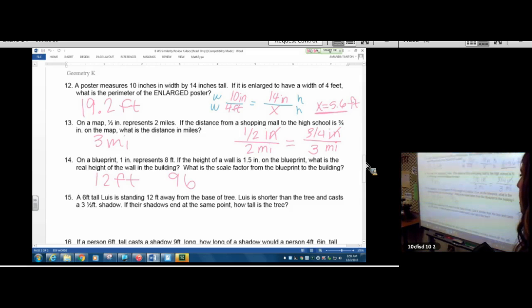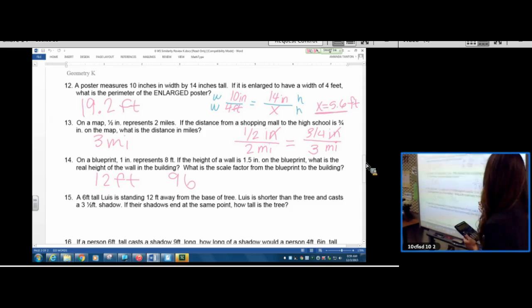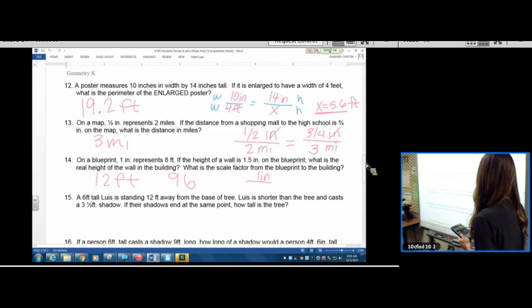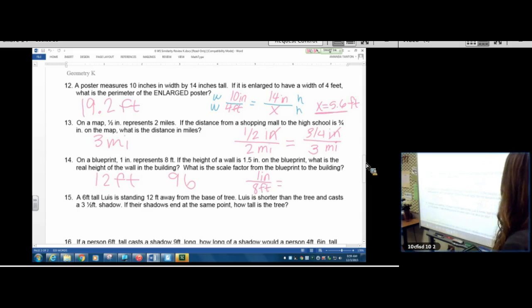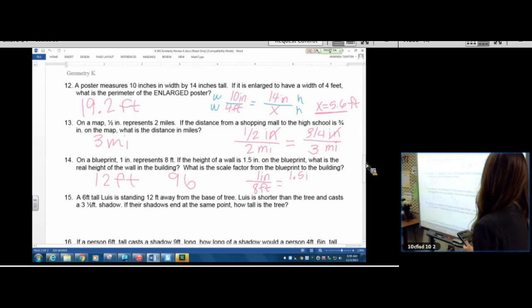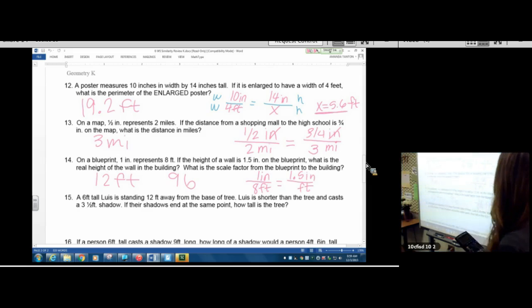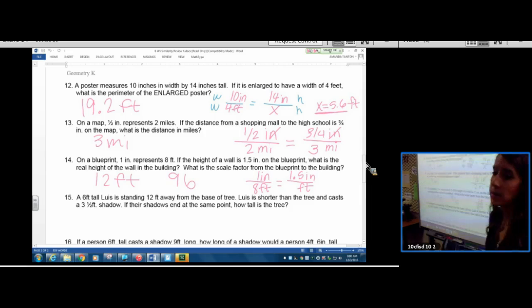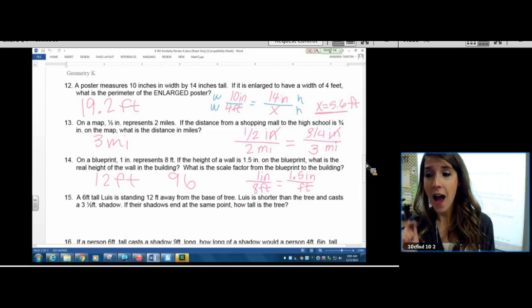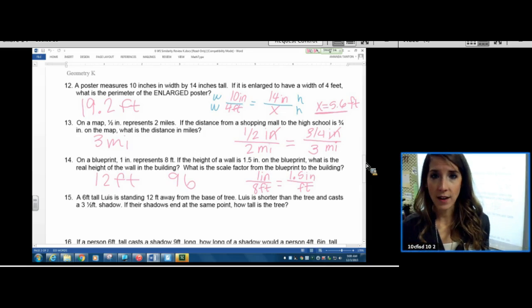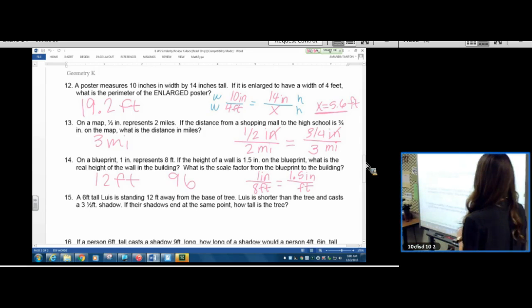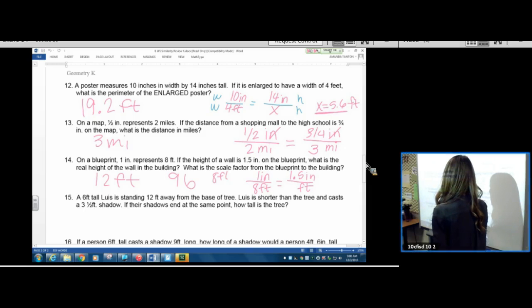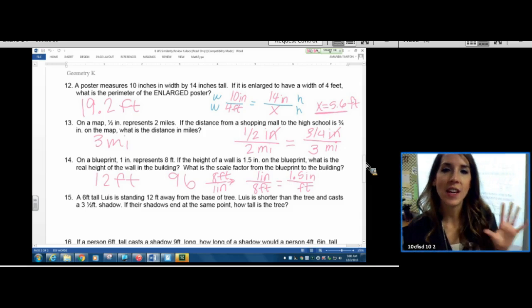14. On a blueprint, 1 inch represents 8 feet. If the height of the wall is 1.5 inches, what is the height of the real wall in the real building? So we cross multiply that and we get 12. I'm not worried about you doing that. I'm worried about you getting the correct scale factor. So just a reminder, when you're getting scale factor, especially in a problem that has units involved, you put second over first, and then you make the units match.